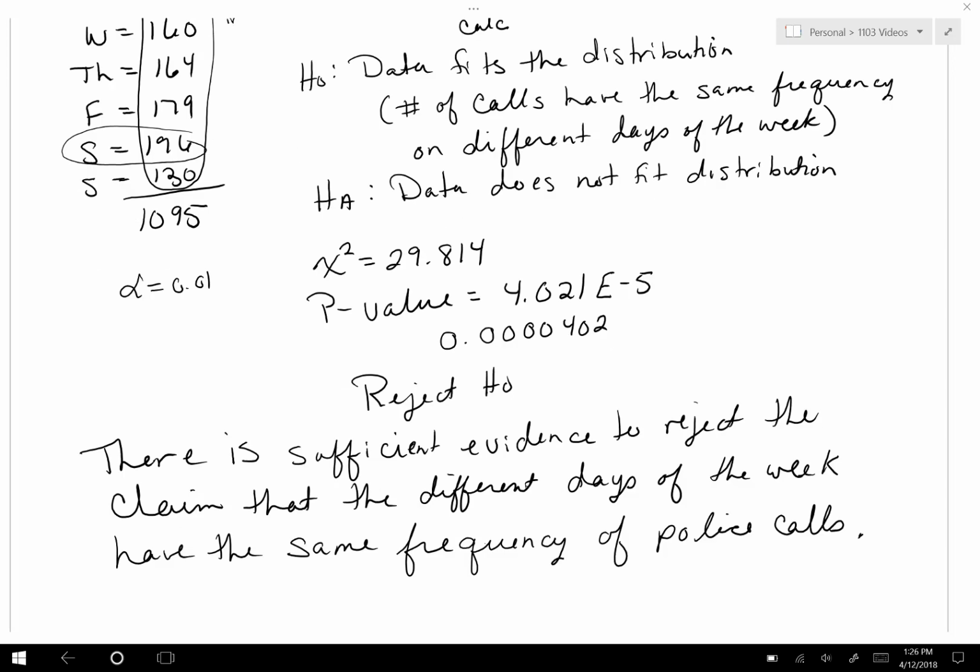So our conclusion is that there is sufficient evidence to reject the claim that the different days of the week have the same frequency of police calls. The nice thing about this test is that our conclusion statement will always be one of two things. You're either going to say there is sufficient evidence to reject the claim if you're rejecting, or you're going to say there is insufficient evidence to reject the claim if you fail to reject the claim. So there's only the two ways to say the conclusion statement.